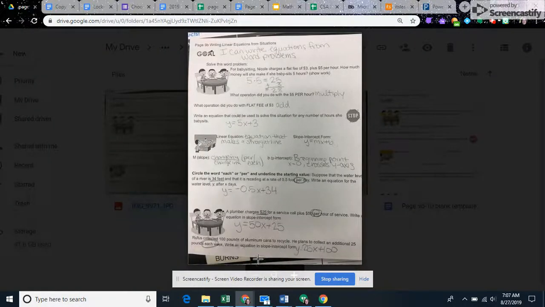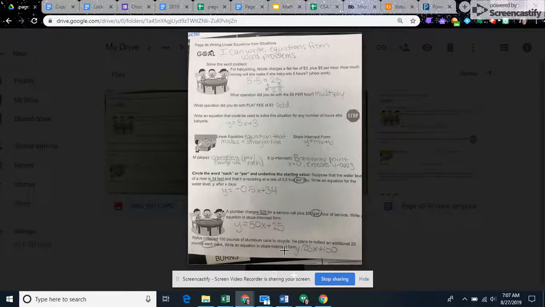If you look down here at the bottom, Rufus, a plumber, charges $25 per service call plus $50 per hour. Write the equation in slope-intercept form. Well, it charges $50 per hour, so the change in dollars per hour is 50. So that's your slope, the one that goes with the x. And if he walks into your house, it's going to cost at least $25, even if he turns around and walks right out. So at the beginning, it costs $25. When you put it together, y equals 50x plus 25.